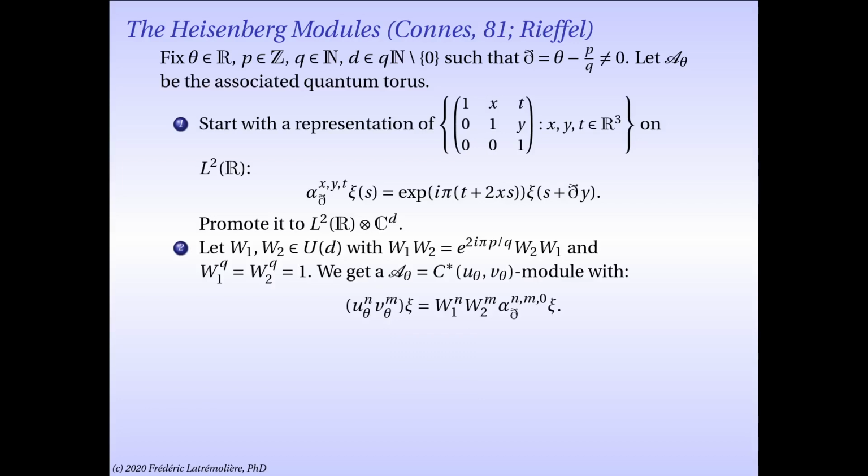We then take a projective representation of the group Z mod QZ times itself on C to the d, using the rational p over q. More formally, we have two unitaries W1 and W2 on C to the d, such that W1 times W2 is exponential 2i pi p over q times W2 times W1. We then combine these two representations together into a representation of the quantum torus. Informally, the idea was to split the twisting by theta in two parts, a twisting by f and one by p over q.